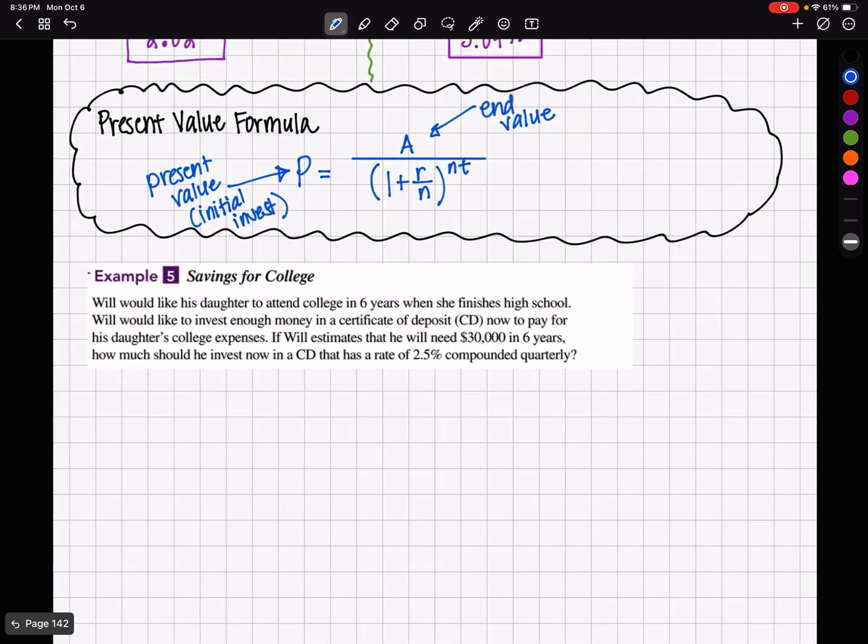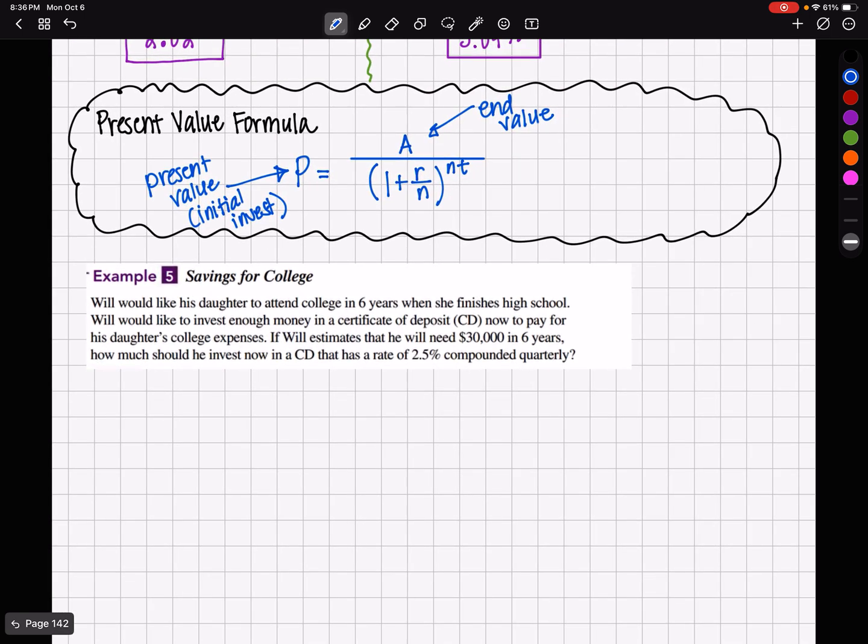So let's use it right away. Example 5, saving for college. Will would like his daughter to attend college in 6 years when she finishes high school. Will would like to invest enough money in a certificate of deposit now to pay for his daughter's college expenses. If Will estimates that he will need $30,000 in 6 years, how much should he invest now in a CD that has a rate of 2.5% compounded quarterly?